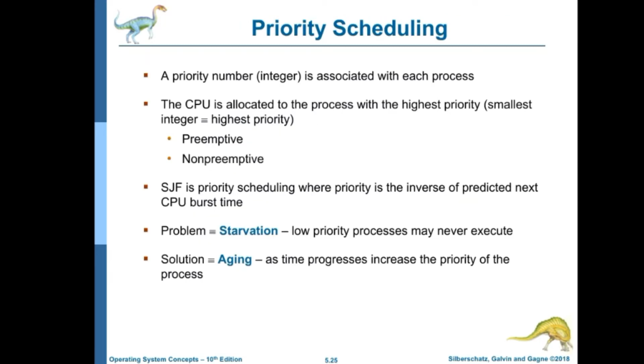So this is priority scheduling. A priority number, an integer, is associated with each process. The CPU is allocated to the process with the highest priority. The smallest integer is equal to highest priority, for both preemptive and non-preemptive. SJF is priority scheduling where priority is the inverse of predicted next CPU burst time. Problem is equal to starvation. Low priority processes may never be executed. And the solution is equal to aging, as time passes, increase the priority of the process.